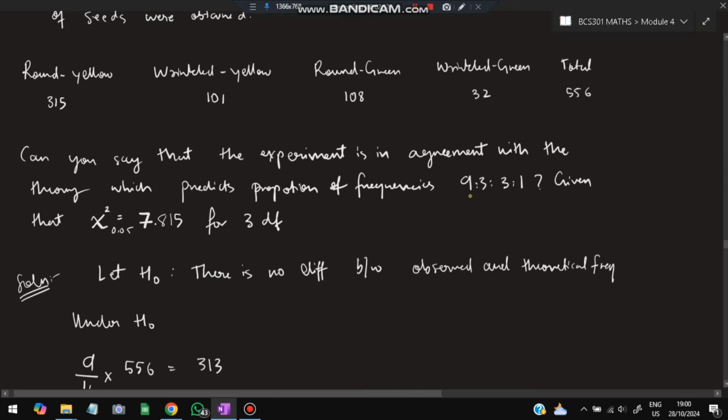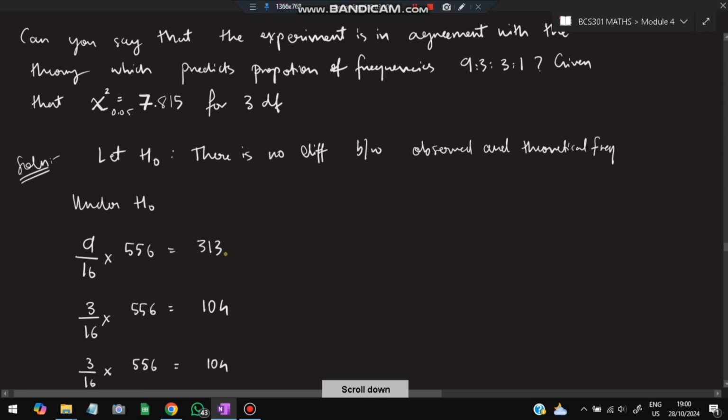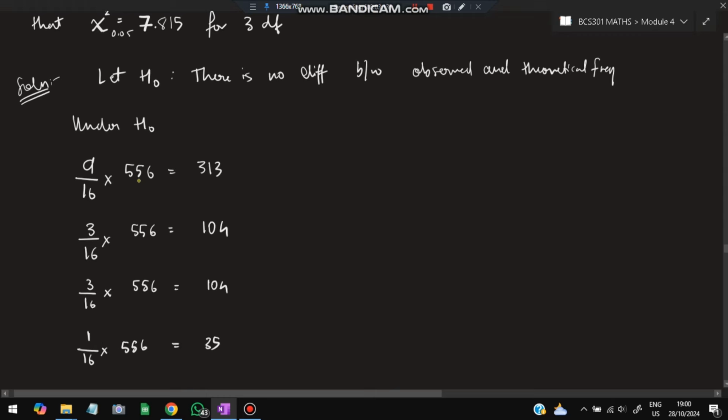First, observe the frequencies here. They have given 9:3:3:1. So 9 plus 3 plus 3 plus 1 is 16. Now the first frequency will be 9 by 16, this will be 3 by 16, this will be 3 by 16, this will be 1 by 16. Like that you have to calculate the frequency values and multiply them with the total value. We'll get these values here. These are the calculated values.